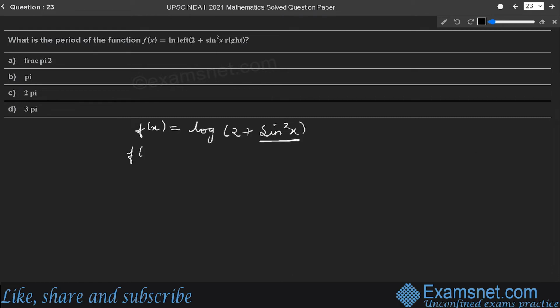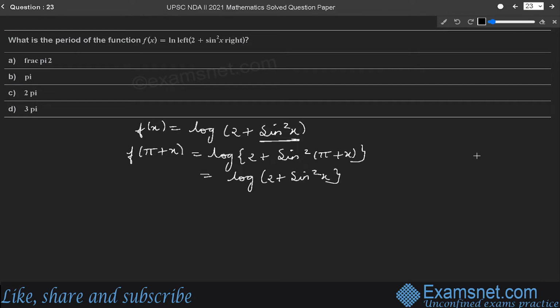Therefore, f of pi plus x is given by log 2 plus sine square pi plus x, which is equal to log 2 plus sine square x, and log 2 plus sine square x is f of x. Hence we can say that period of log 2 plus sine square x is equal to pi. So the correct option is B, which is pi. See, this was a very basic question.